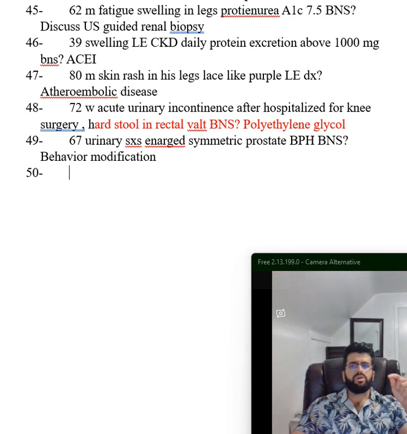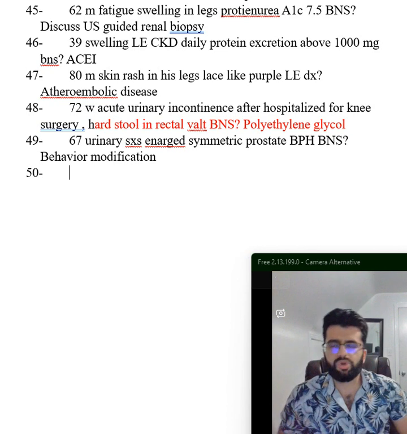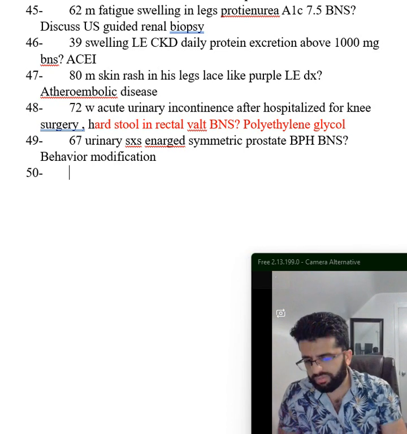Look for any neurological symptoms, any asymmetry. These are warning signs, could be cancer, not just BPH. Okay, and then you have to do urinalysis, prostate specific antigen, serum creatinine.